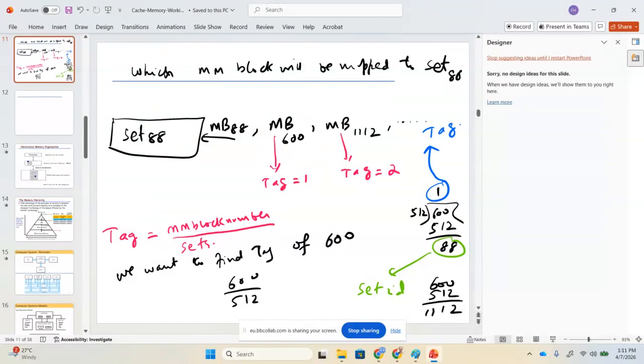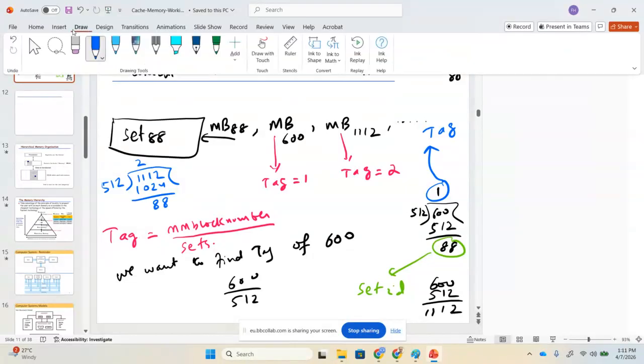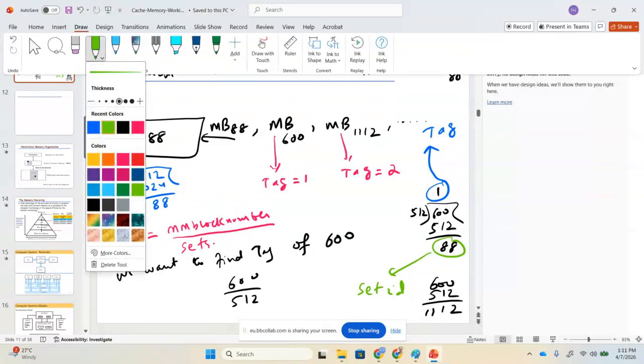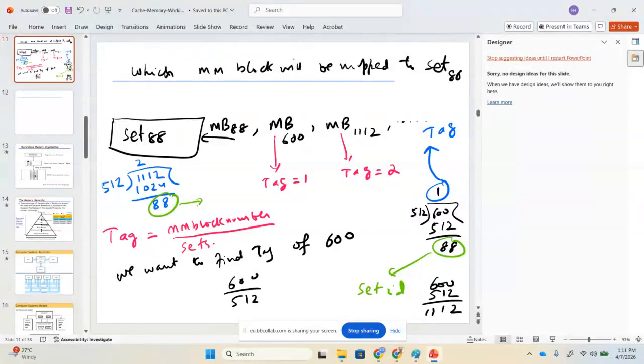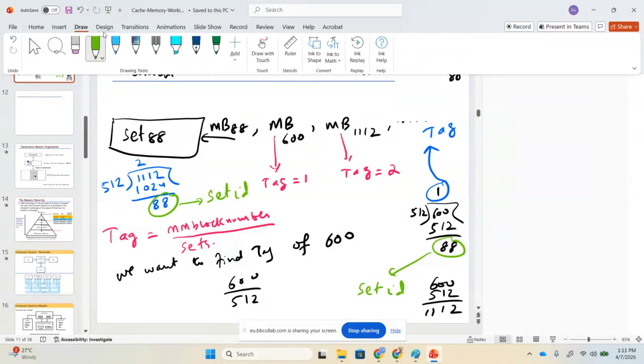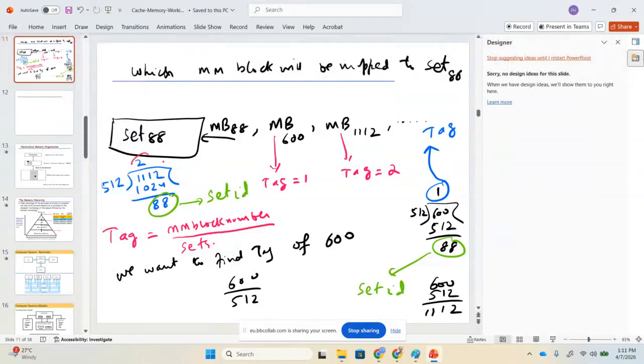Got it? And now I'm going for 1112. I want to divide 1112 by 512, which is the total number of sets. So the quotient is 2, 1024, and the remainder is 88. The remainder here will give me what? Help me. Set ID. And the quotient will give me what? Tag. Tag.